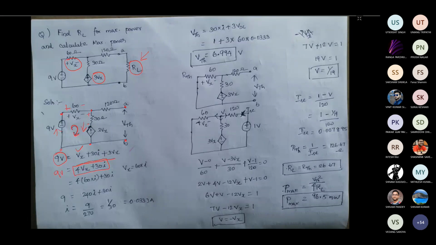So do we know Vx? Of course, we know the Vx, even though we do not know the value. Vx is nothing but 60 into I. 60 is the resistance, and the current flowing through that path is I. So that is given by 60 into I. Here I have written Vx, the voltage across this terminal. Instead of writing Vx here, I can directly write it as 60 into I.